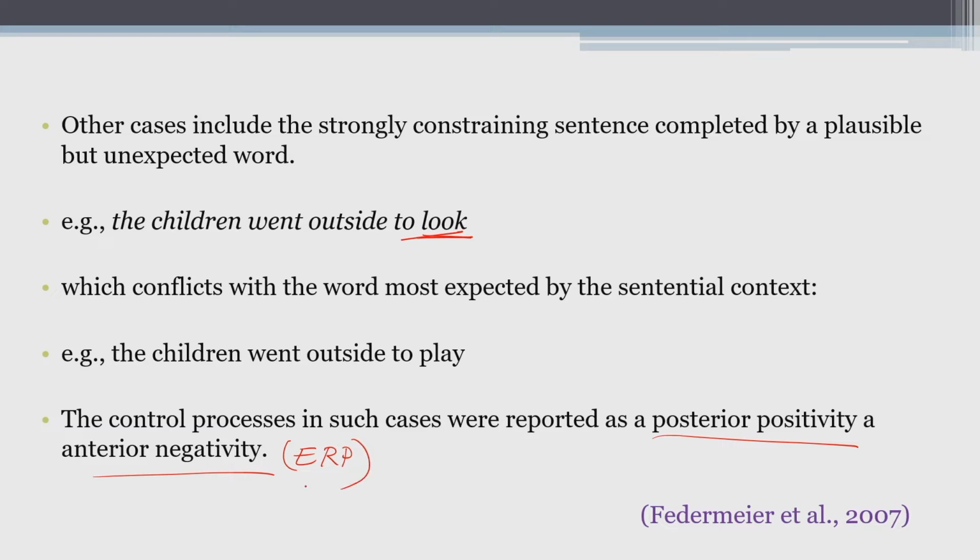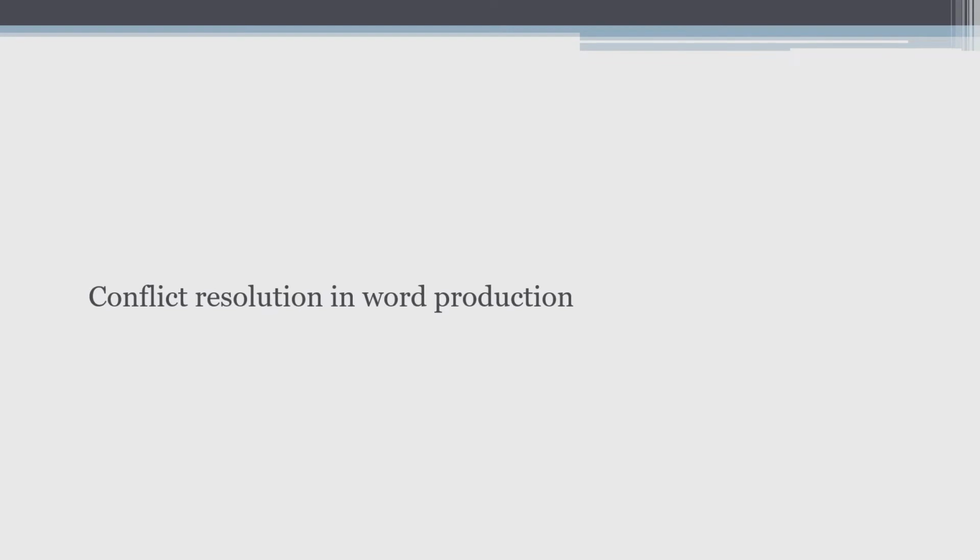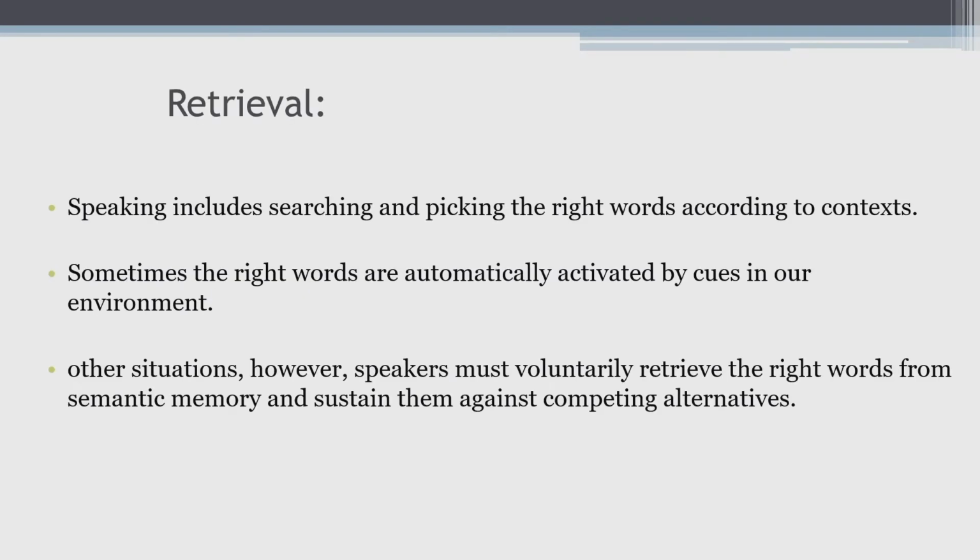This is not an fMRI study, this was an ERP study. Thus, what we see here is that sentence processing that was dependent upon conflict resolution and inhibition of irrelevant information has been consistently found to be involving the general purpose cognitive control network of the brain. Now, we move on to conflict resolution in word production.